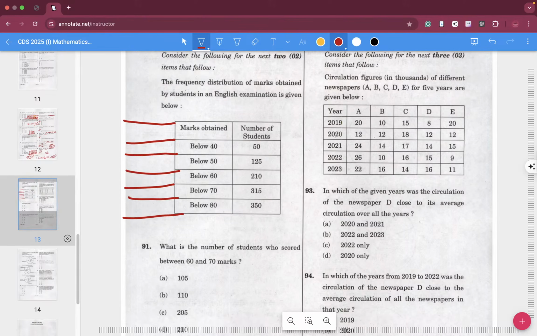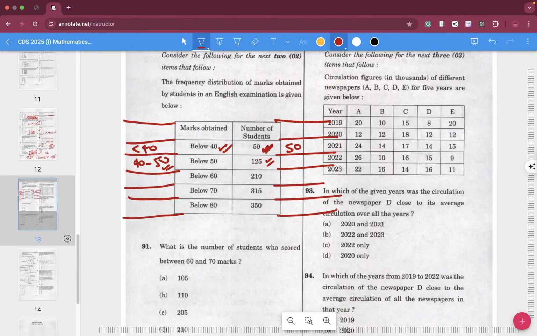So below 40 means less than 40, all of this will come into the picture. Below 40 you have 50. Now 40 to 50, how many of these will come? Below 50 means these numbers are also included, so for 40 to 50 we have to subtract: 125 minus 50, which is 75.